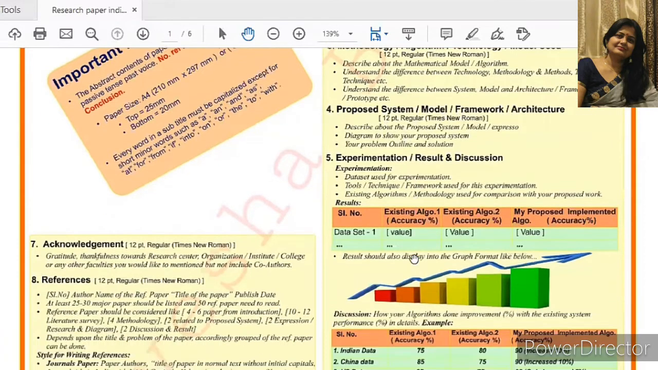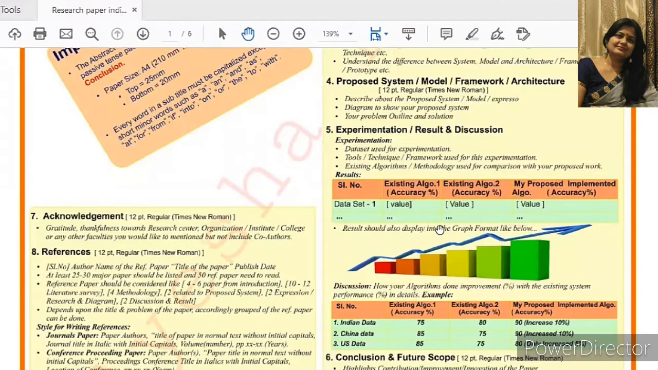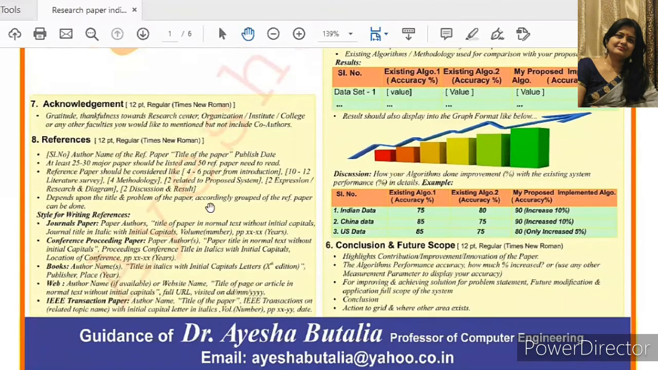The next section is experimentation, results and discussion, where you summarize and compare all your results with the existing ones so that you prove how your work is better and improved. We have a different presentation on this also available on YouTube. Last but not the least is the reference section.